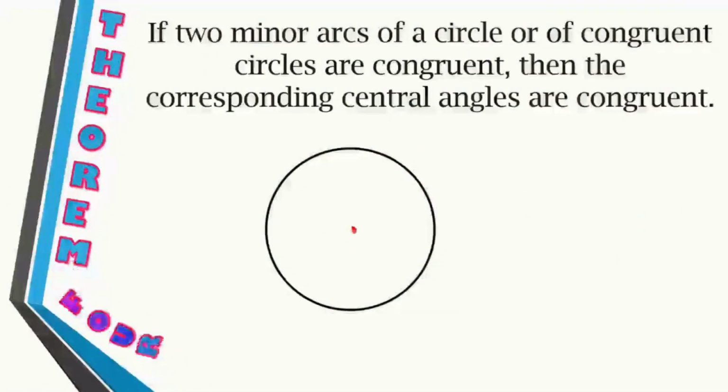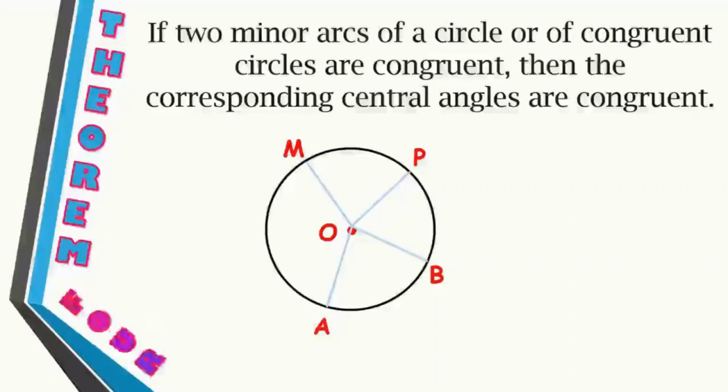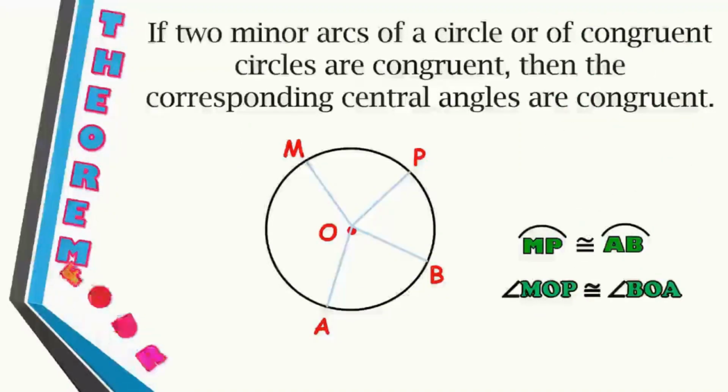Theorem number 4. If two minor arcs of a circle or of congruent circles are congruent, then the corresponding central angles are congruent. So again, if that will be our figure, arc MP is congruent to arc AB, then we can say that angle MOP is also congruent to angle BOA.